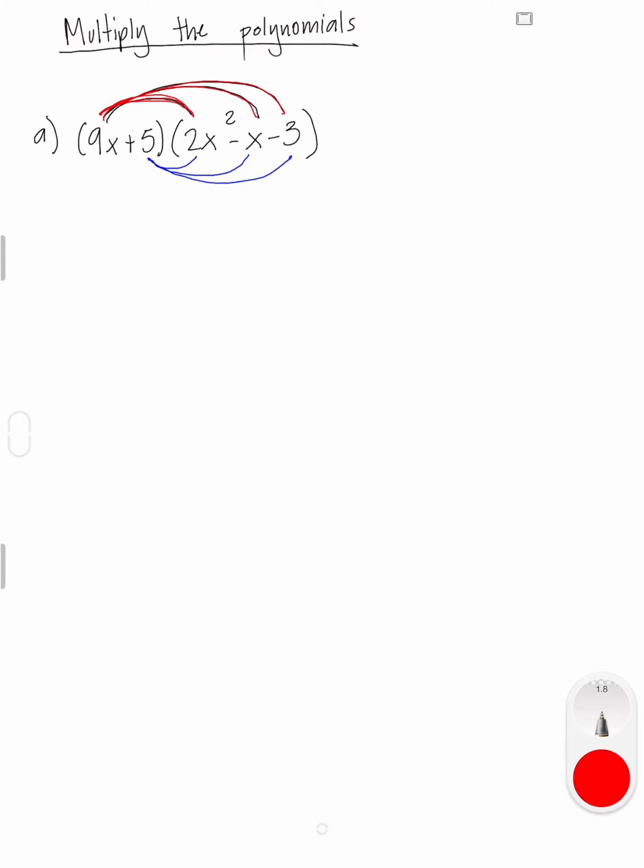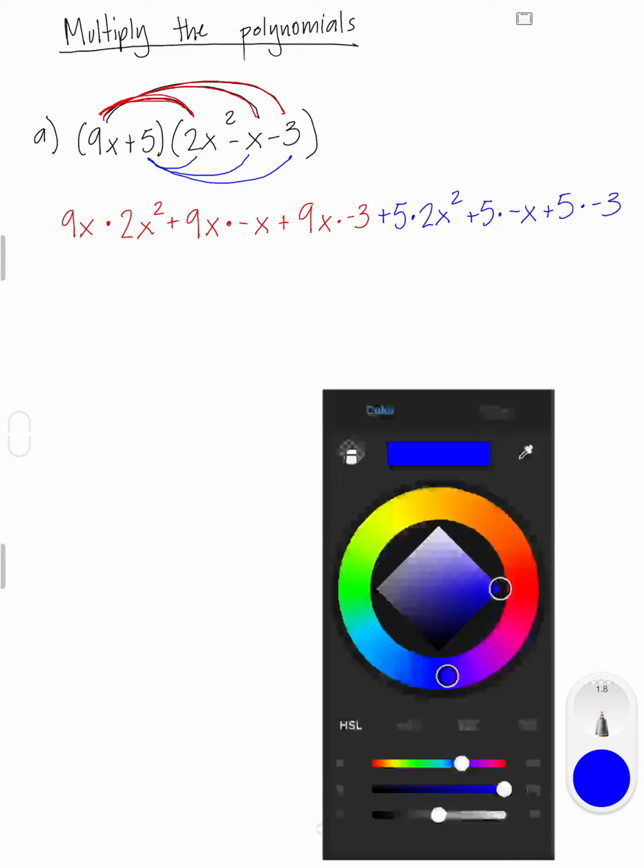So everything gets multiplied by everything. So let's start with the 9x. So we're going to have 9x times 2x squared. I'm not using parentheses in this case, but you can use parentheses if you want to, or just the dot for multiplication, and then plus 9x times negative x, and then plus 9x times negative 3. And then we're going to have plus 5 times 2x squared plus 5 times negative x, and then plus 5 times negative 3. Okay?